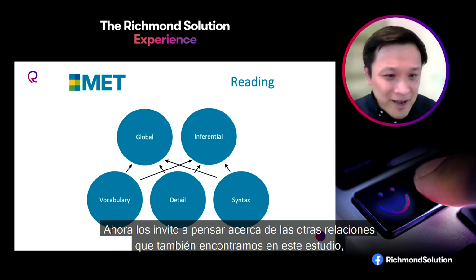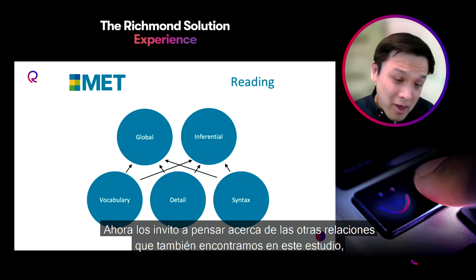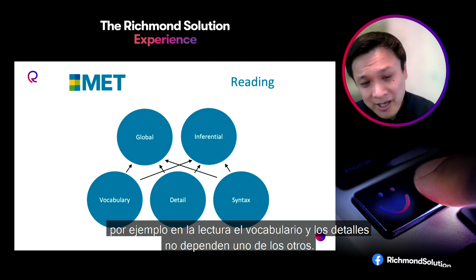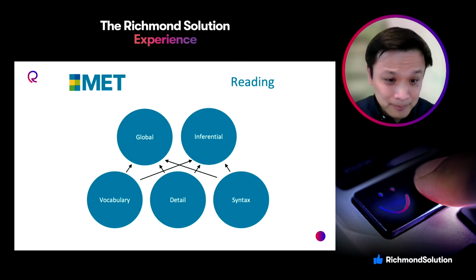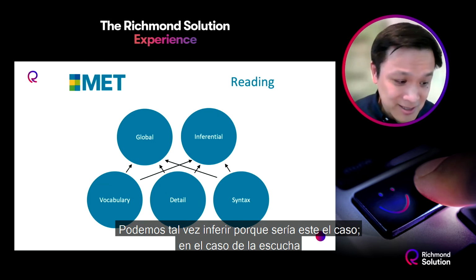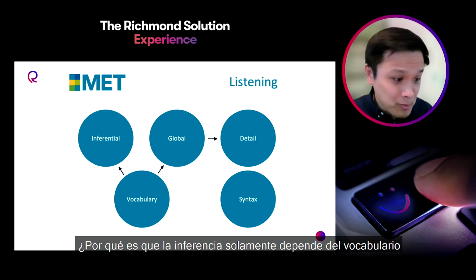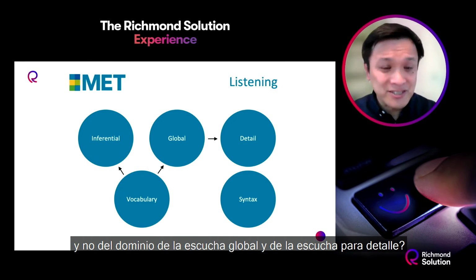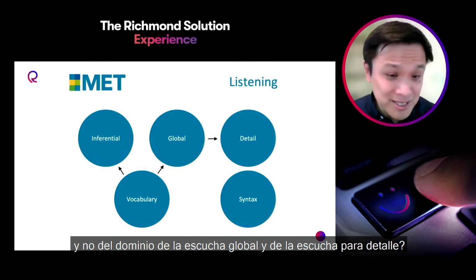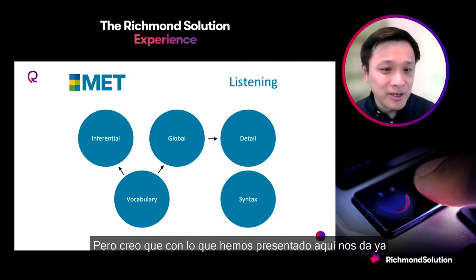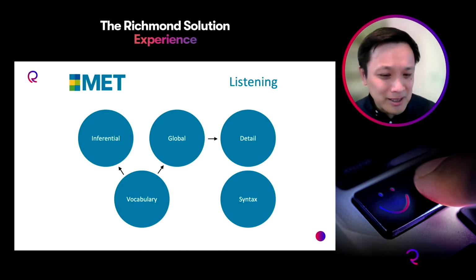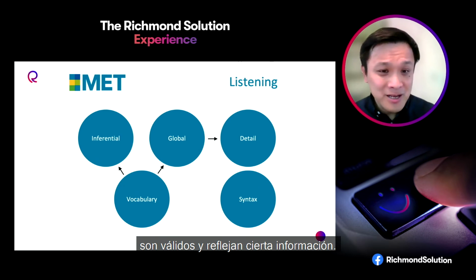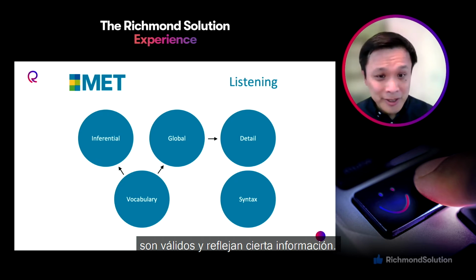Now, I invite you to think about some of the other relationships that we found in this study. For example, that in reading, vocabulary and detail, one doesn't depend on the other. You can figure out why that might be the case. Or in the case of listening, why is it that inference only depends on vocabulary, but not on mastery of global listening and listening for detail? But I think what we have presented here gives us some good theoretical reasons that the pathways that we have observed are actually valid and reflect something that is real.